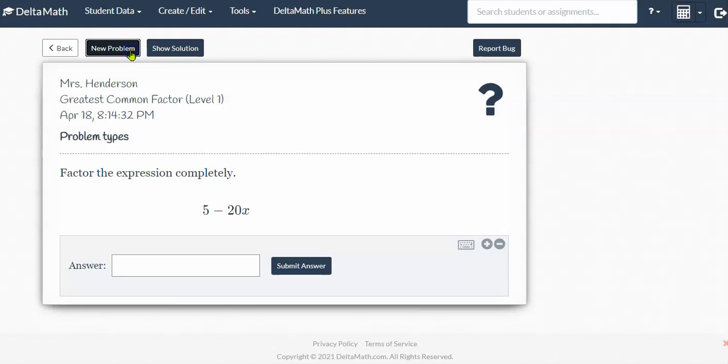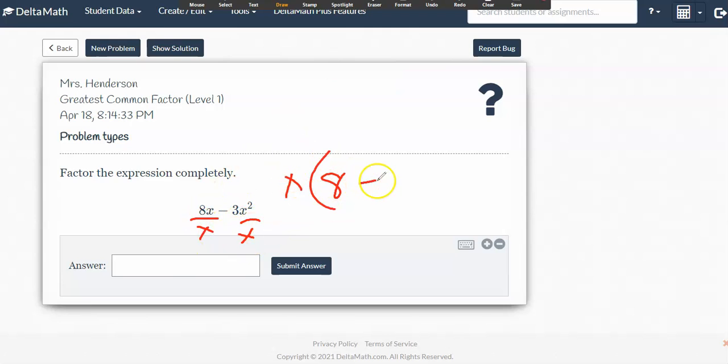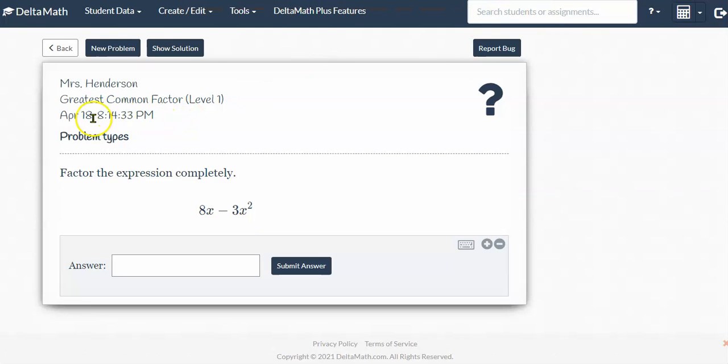All of these examples just have one thing in common. All right, so this one, all we have in common here is the variable x. So I pull out an x, but I'm left with 8 minus 3x. That's it. All right, so that is greatest common factor level 1. Oh, that makes sense. It's level 1. So you can only pull out one thing.